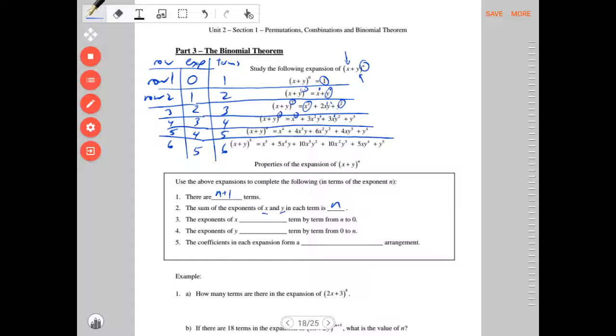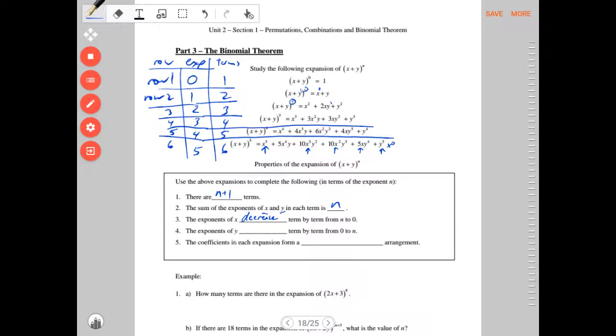If we have a look at just the exponents of x, now I'll erase some of these just so you can see better. If we look at the exponents, let's say the last one, it goes x to the 5, x to the 4, x to the 3, x to the 2, x to the 1, and then no x's. So the exponents on x decrease term by term from n down to 0. It starts at whatever the exponent is. So in x plus y to the 5th, we start at x to the 5th and go all the way down to x to the 0.